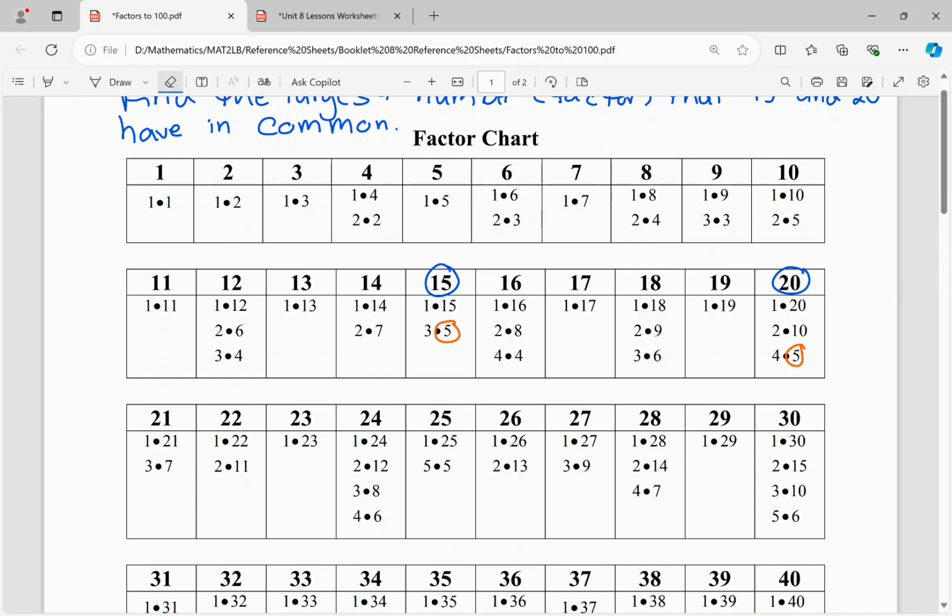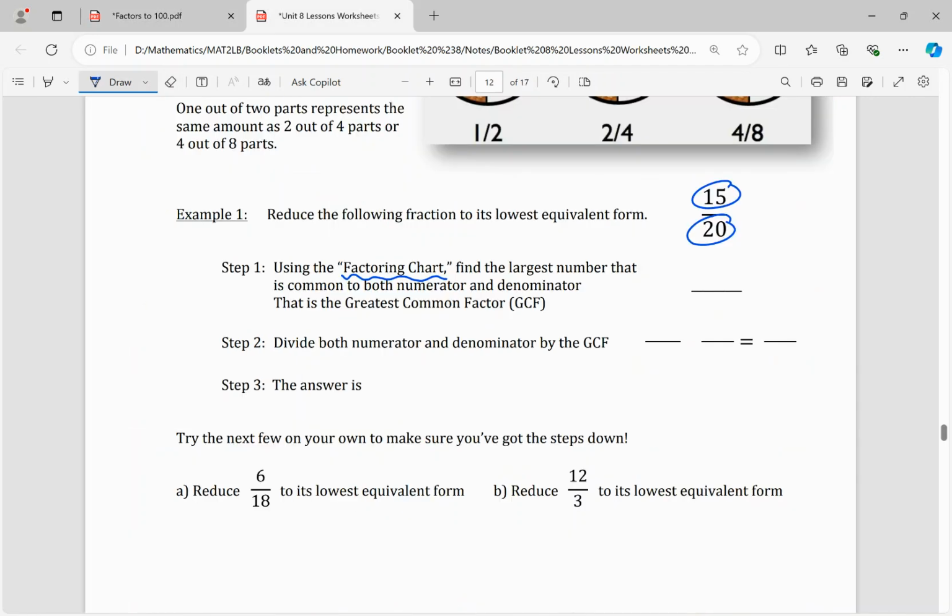Okay? So, what does that mean? We call this the greatest common factor. Greatest meaning largest, common being they both have it, and factor is the numbers that we're finding. So the greatest common factor between 15 and 20 is 5. That is GCF for short. So what you're going to do is you are going to divide both the numerator and the denominator by the GCF.